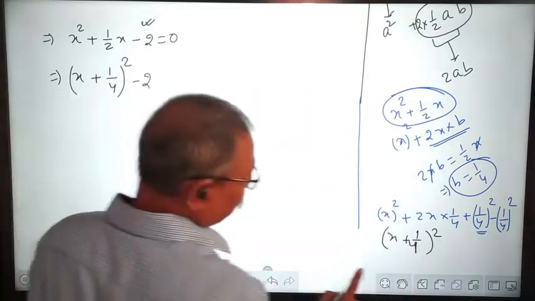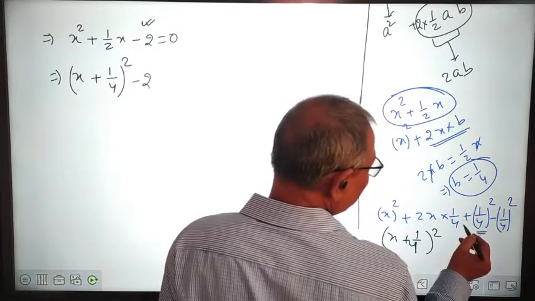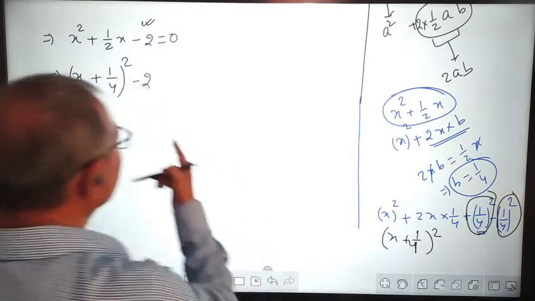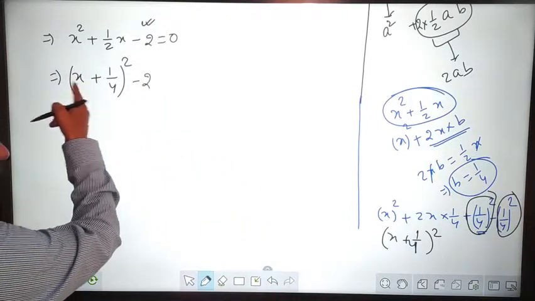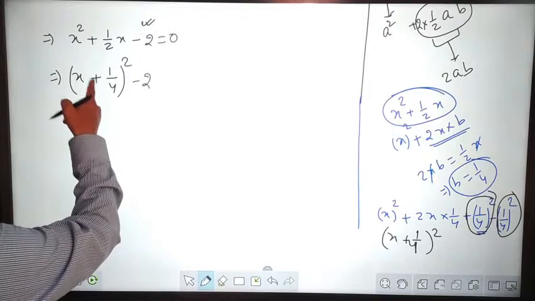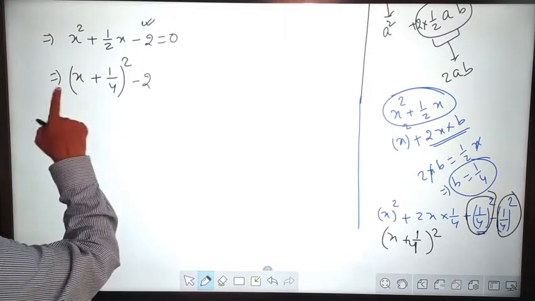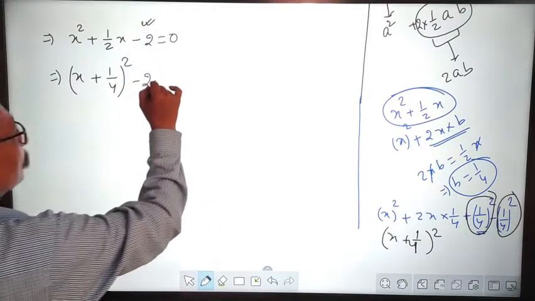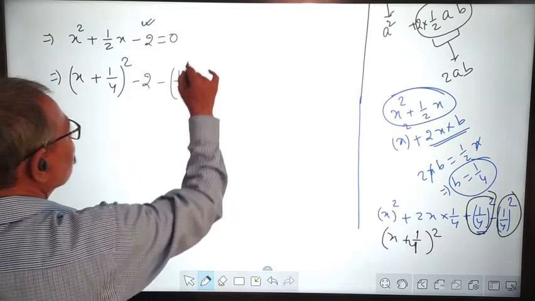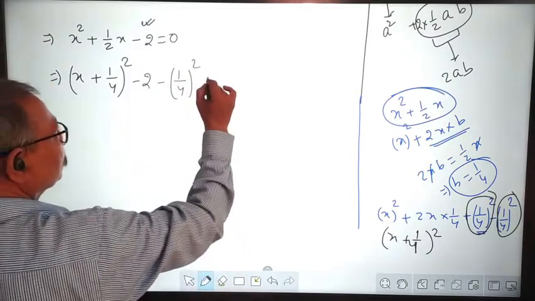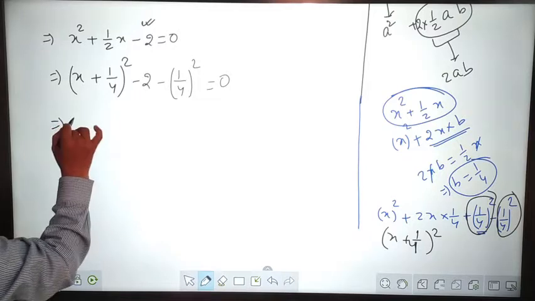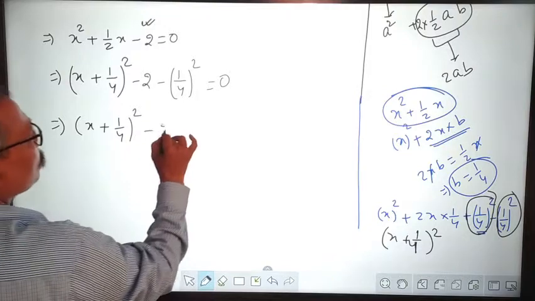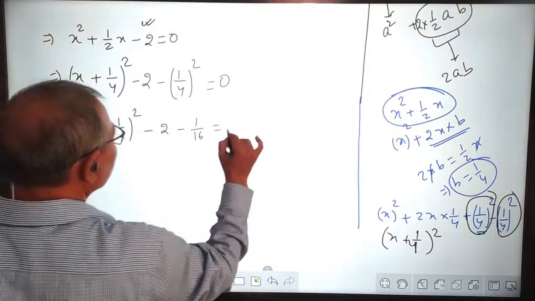And as you could know here, to make the perfect square, we needed to subtract this part, because whenever we write this as a whole square, the b square, 1 by 4 whole square, will be there, and that is not in the previous step, so it must be subtracted. So you write here 1 by 4 whole square with negative sign, and now the job is finished. So it is equal to x plus 1 by 4 whole square minus 2 minus 1 by 16 is equal to 0.